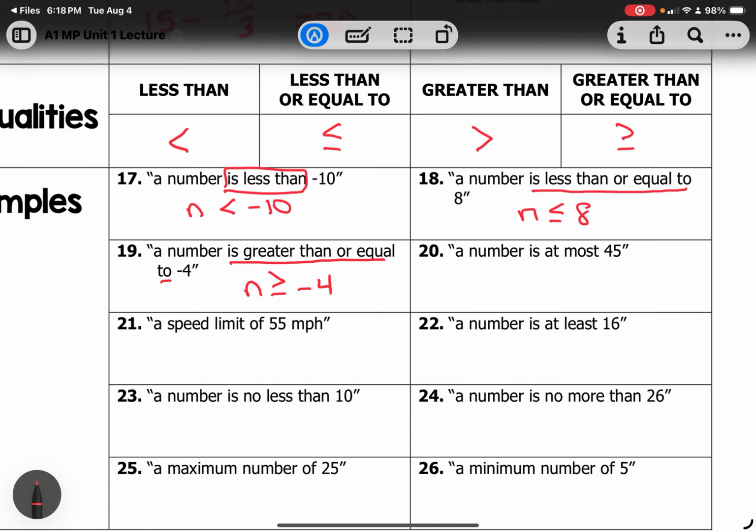A number is at most 45. That's not one of our lists up there, is it? So if I said we could have at most 45 people in my house, could I have more than 45? No, 45 is the most I could have. So that means it has to be less than 45. Now, could I have exactly 45 people? Well, yeah, I think so. I mean, if it's at most 45, that means I could have 45. So it is less than or equal to.